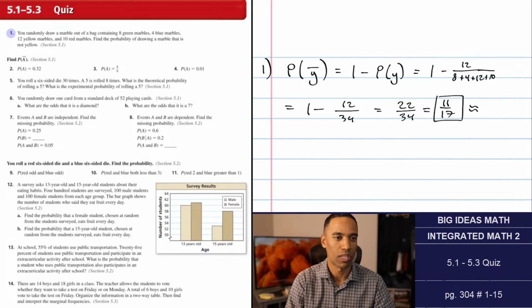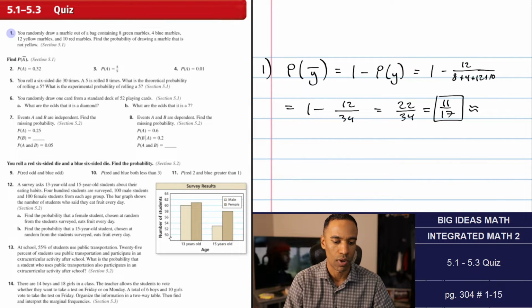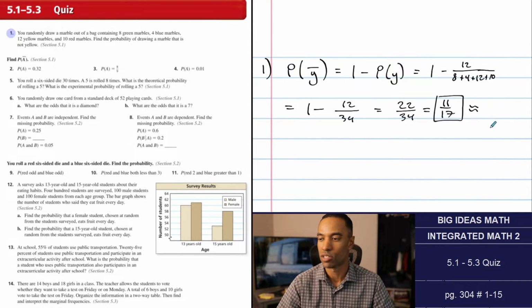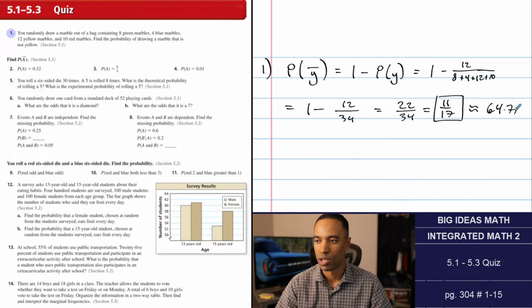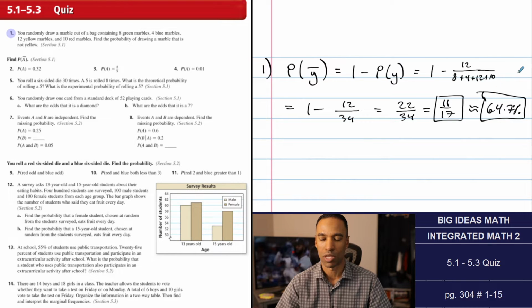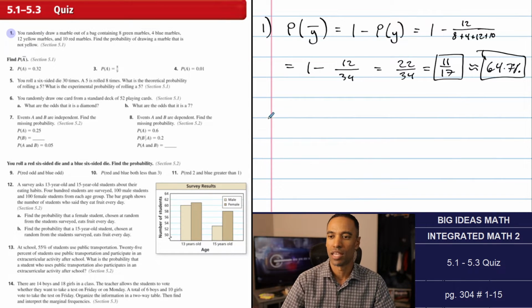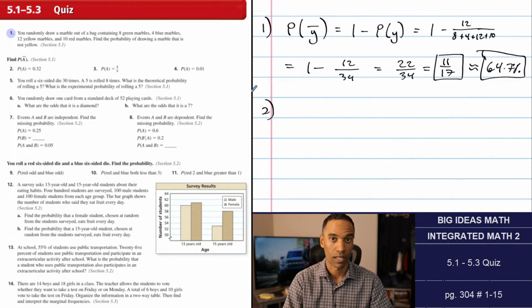We can do a decimal equivalent, normally to 3 decimal places, or we can also do a percentage. If I do 11 divided by 17, I'm getting 0.647, so around 64.7%. So this is a 64.7% chance you don't draw yellow, which means the other 35-some percent is the probability that you do draw yellow. Yellow is the most prevalent marble in the bag.